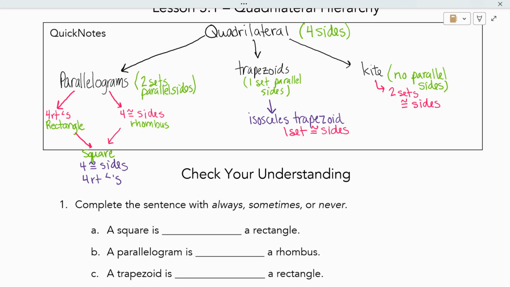All right. A square is always, sometimes, or never a rectangle. I want you to see where the square is. What made a square? A rectangle and a rhombus. So is a square a rectangle? Always. Siempre. So this is always. A square is always a rectangle.